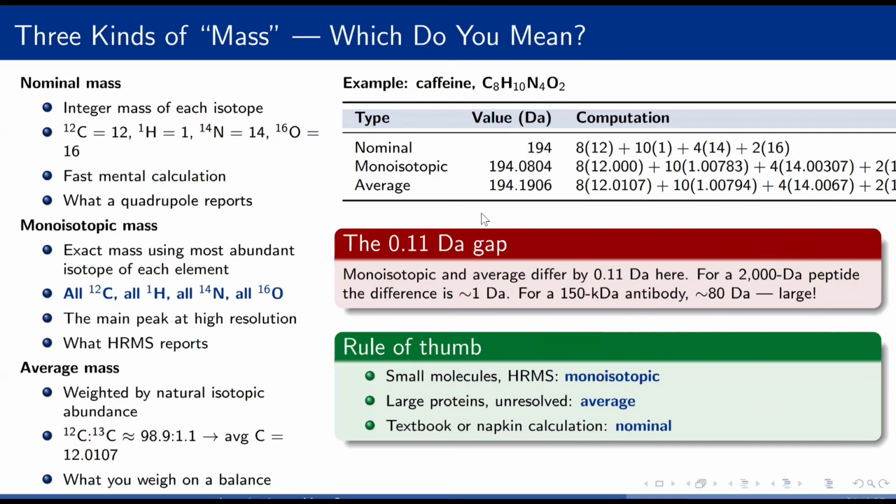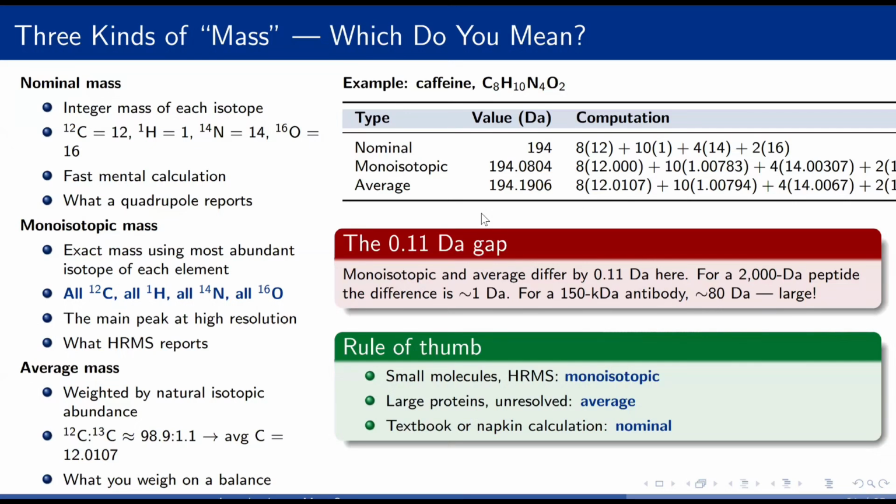The monoisotopic mass uses the exact mass of the most abundant isotope of each element. For organic compounds, that means all carbons are carbon 12, all hydrogens are protium, all nitrogens are nitrogen 14, and so on. This is the sum you compute when you're interpreting a high-resolution mass spectrum, and it's what the dominant peak corresponds to for small and medium molecules. It is almost always what you want.